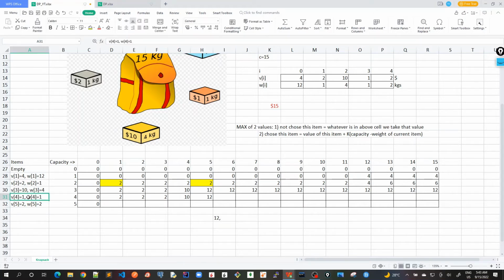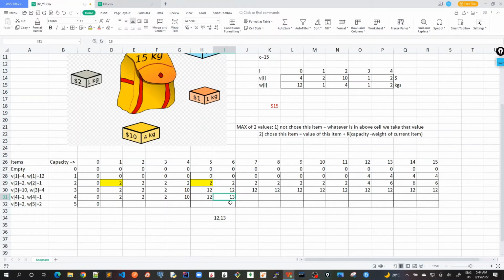Or if we include this item, it means that we have to take the value of this item, which is 1, plus whatever was there with capacity of 5 kg, which is this one. So value of this 1 plus 12 is 13. So maximum value would be 13. So here we have seen the new value. So similarly, we keep on.